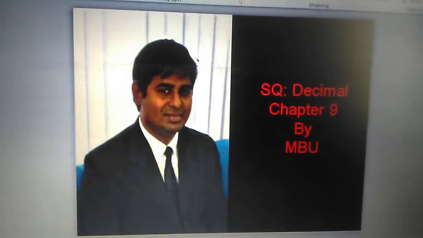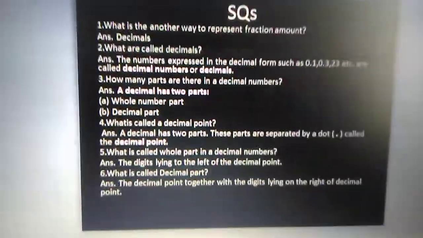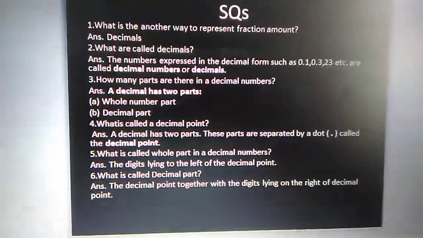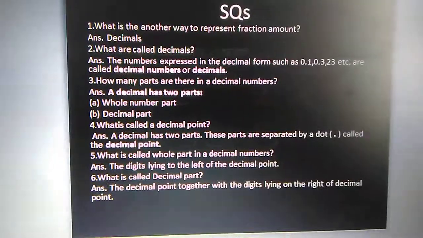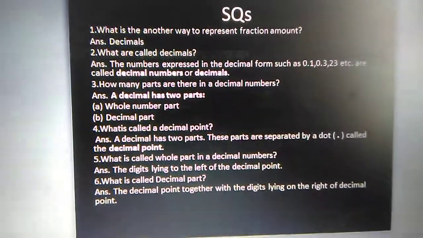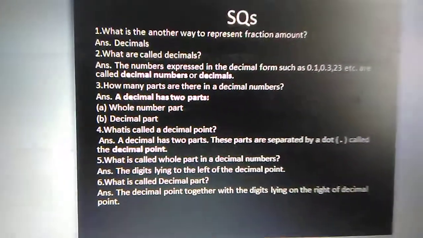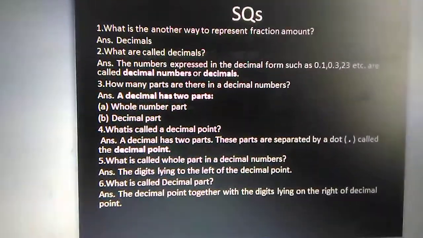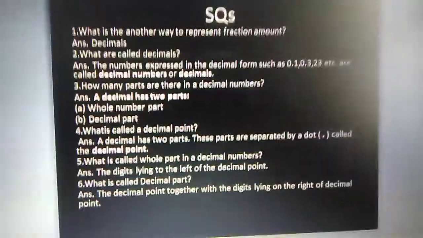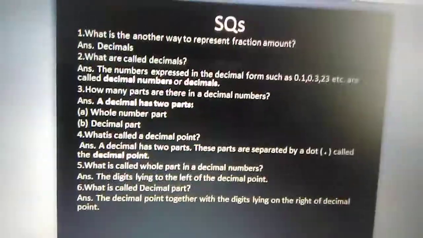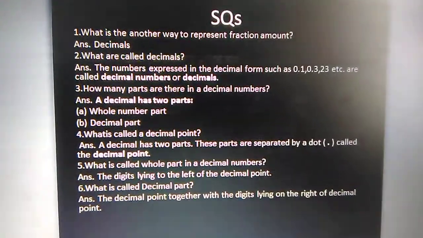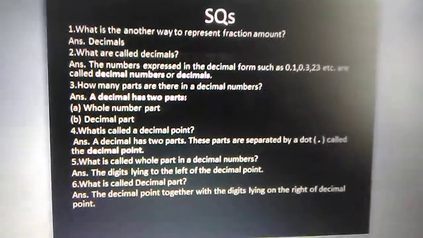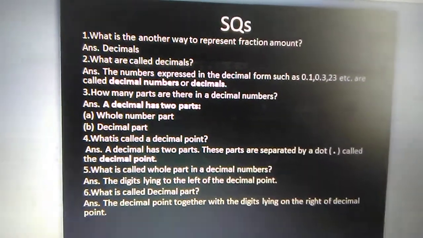Today we'll discuss decimals, chapter 9. At first we discuss the questions. First one, what is another way to represent a fractional amount? Fractional amounts we can represent using fractions. At the same time, we can represent them by using decimals.